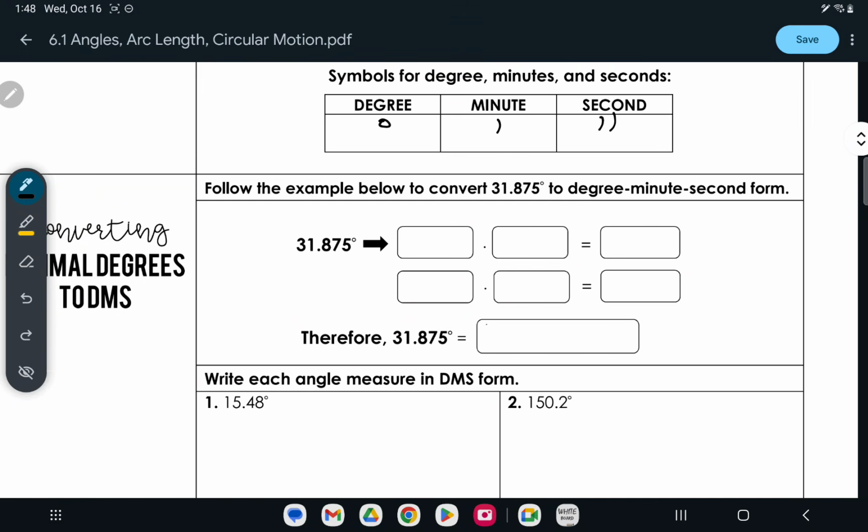So we have the whole number is always going to be the degree number. So I really want to convert the decimal. So 0.875. I want to turn it to minutes. So I'm going to multiply that by 60 and I get 52.5. So I get 52 minutes. I still have a decimal, so I'm going to take that 0.5, turn it into seconds. I get 30. So 30 seconds.